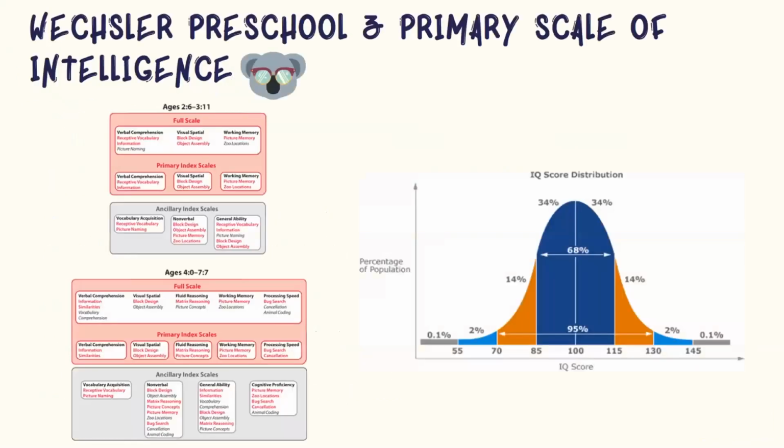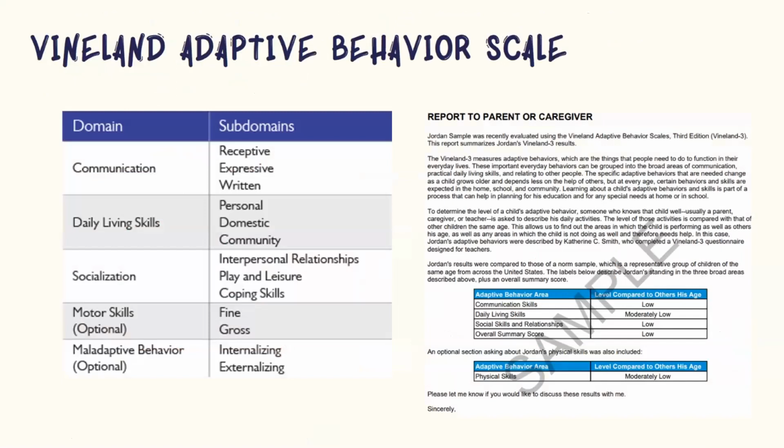So this is for intellectual function, the Wechsler Preschool and Primary Scale of Intelligence. This is very commonly used for children aged 2 to 7 years old. From the left, you can see a picture of what they're being assessed on, and on the right is usually the results. As you can see, an IQ score below 70 is usually already considered as significantly impaired. So next, the Vineland Adaptive Behavior Scale.